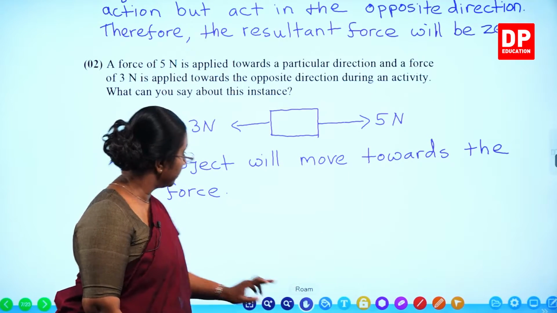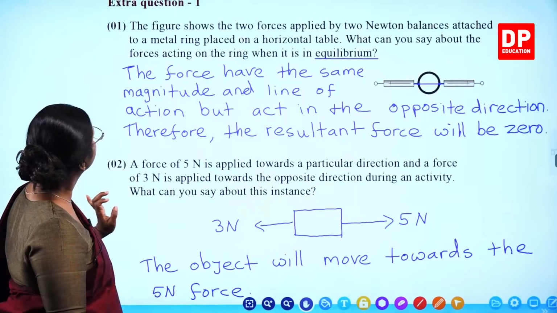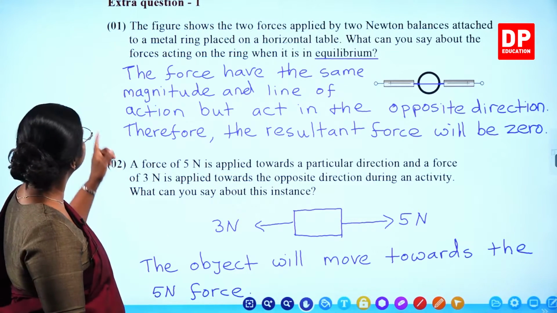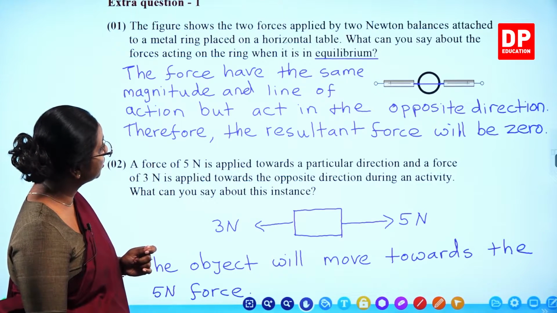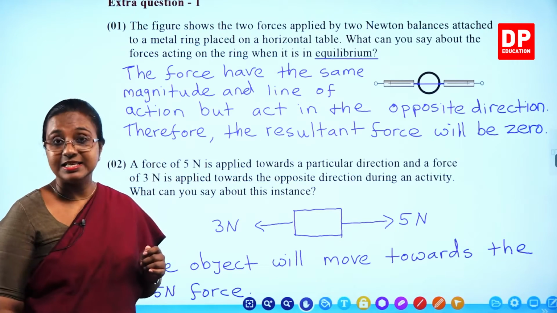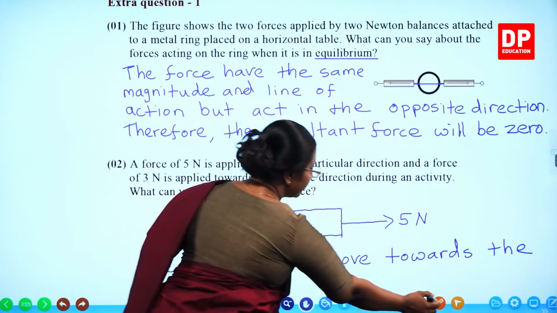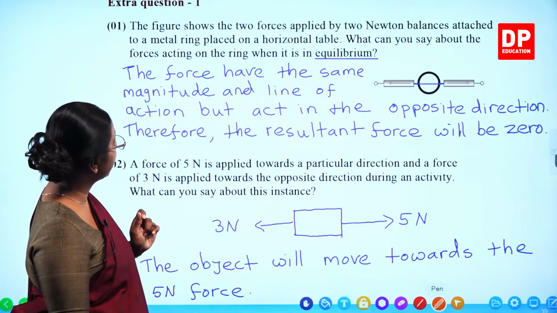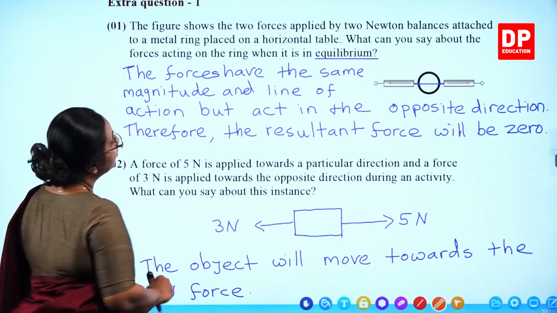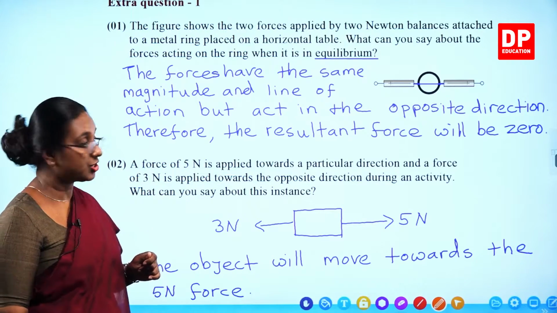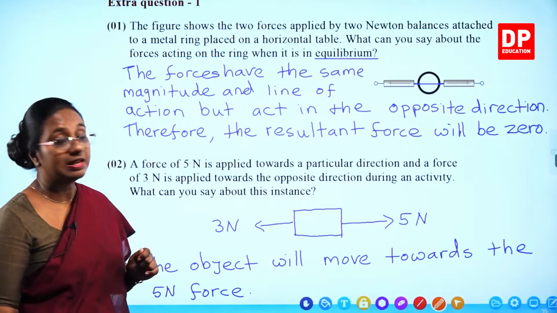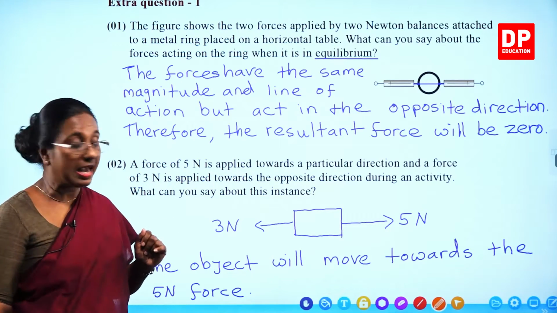Going back to the questions: the figure shows the two forces applied by two Newton balances attached to a metal ring placed on a horizontal table. What can you say about the forces acting on the ring when it is in equilibrium? The forces have to have the same magnitude and line of action, but act in the opposite direction. Therefore, the resultant will be 0. So the ring will be at rest.